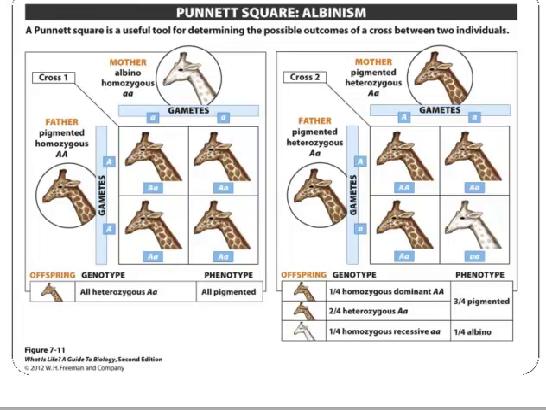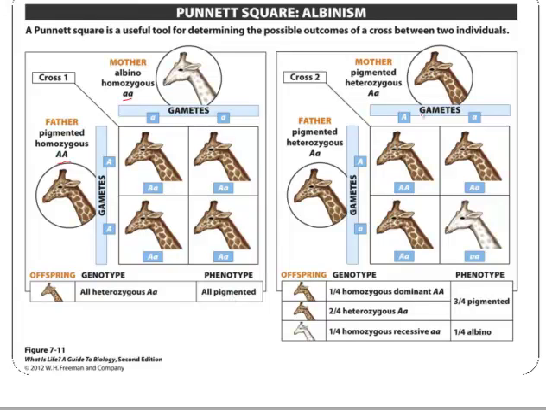And this is a figure from your book. It shows this. So our homozygous albino mother, 2 little a's, homozygous pigmented or normal father, and our F1 are in the square. So all of them are going to be heterozygous with big A and little a. All of them are pigmented or normal colored.